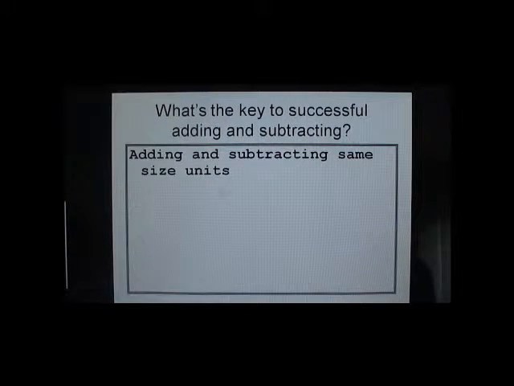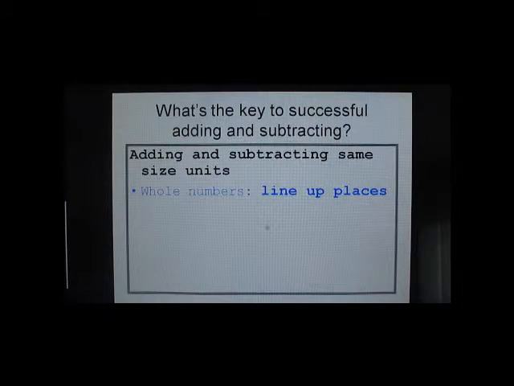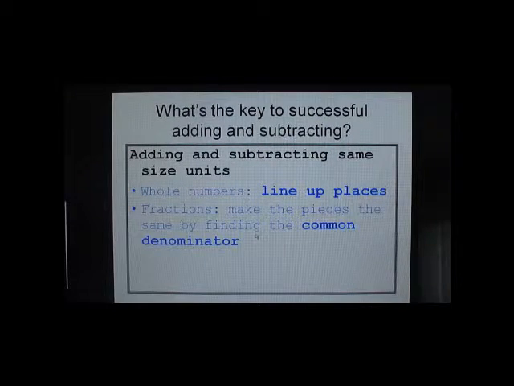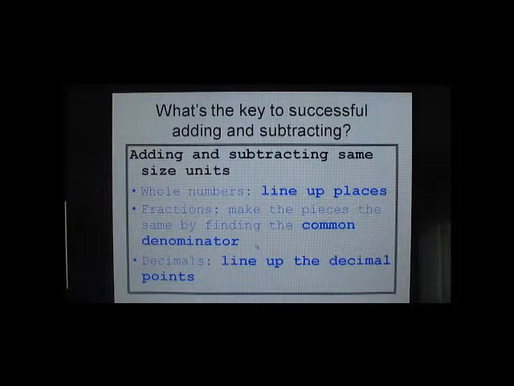First and foremost, we want to make sure that we add and subtract things that are the same size. Remember, with whole numbers, that meant lining up the places. With fractions, that meant we had to look for a common piece called the common denominator so that the pieces would be the same when we added and subtracted. With decimals, we're going to make sure that we line up the decimal points, and that will bring everything into their proper place.